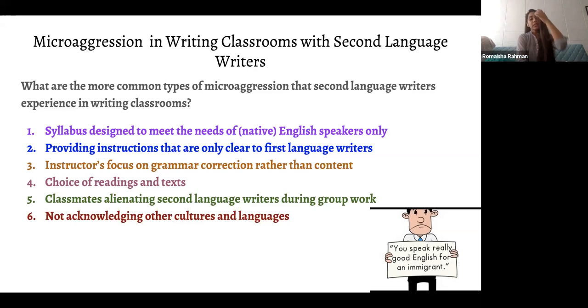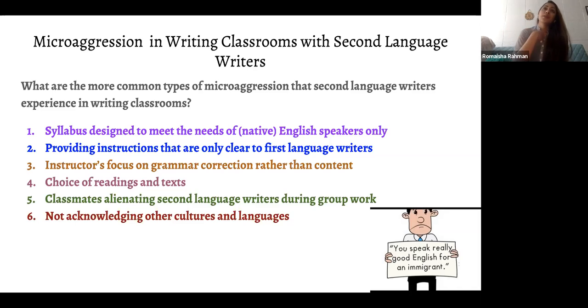Now, the sixth one, not acknowledging other cultures and languages. That obviously can go into any of the categories I've discussed above, but I have put it separately because, being an international student, I think in the US, people talk about international students as just one single group, but we have so many different experiences growing up. We come from different countries, we speak different languages, so our educational systems are different. So if we say all international students are the same, it's not fair, because you are not trying to understand the educational experience of students, and if you're excluding that, you'll not be able to help the students as they need.